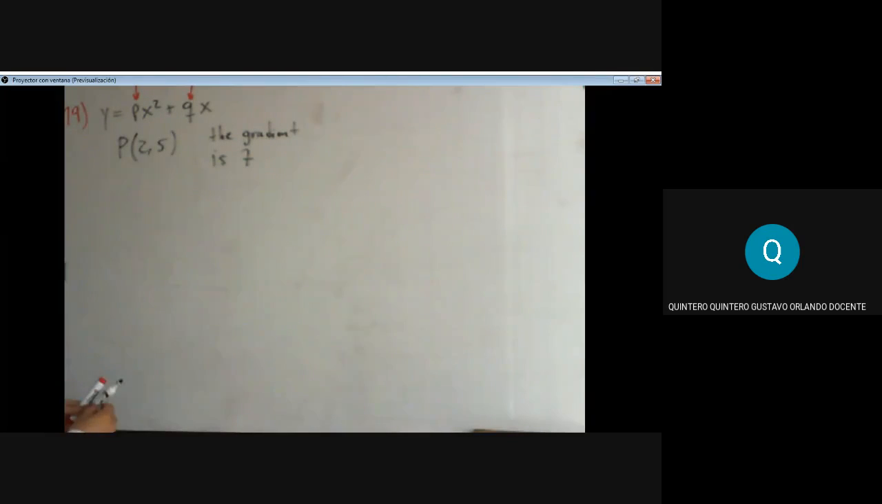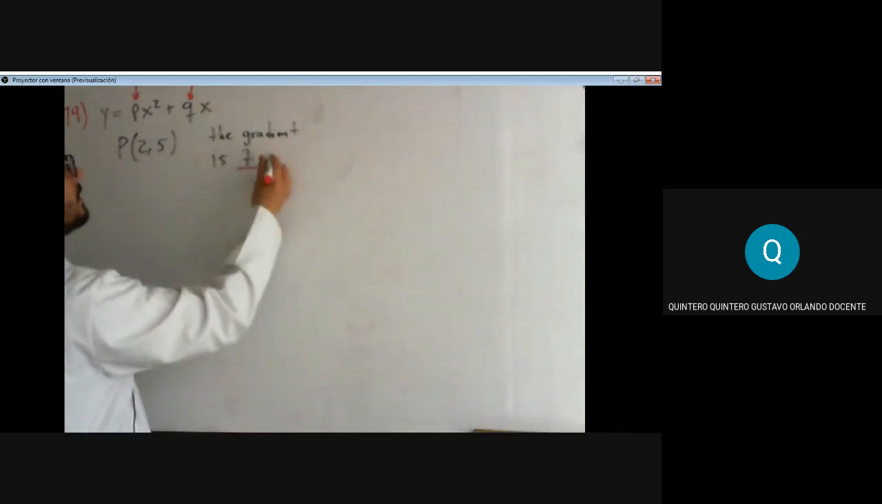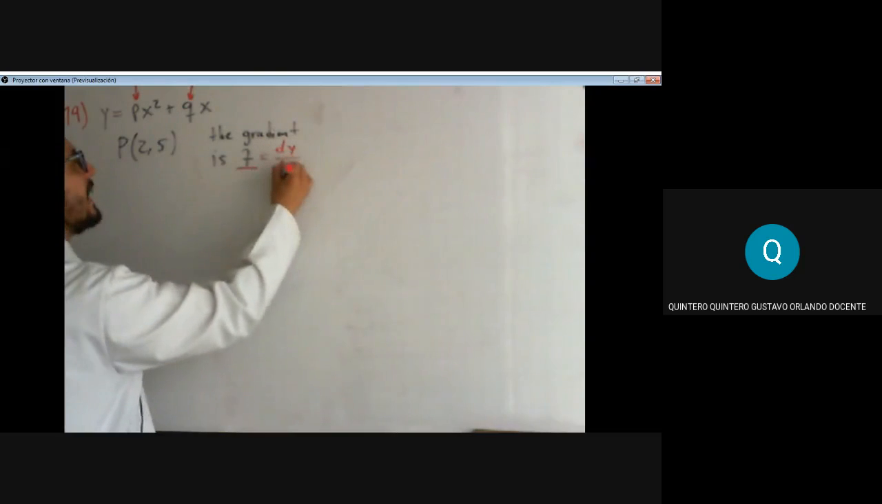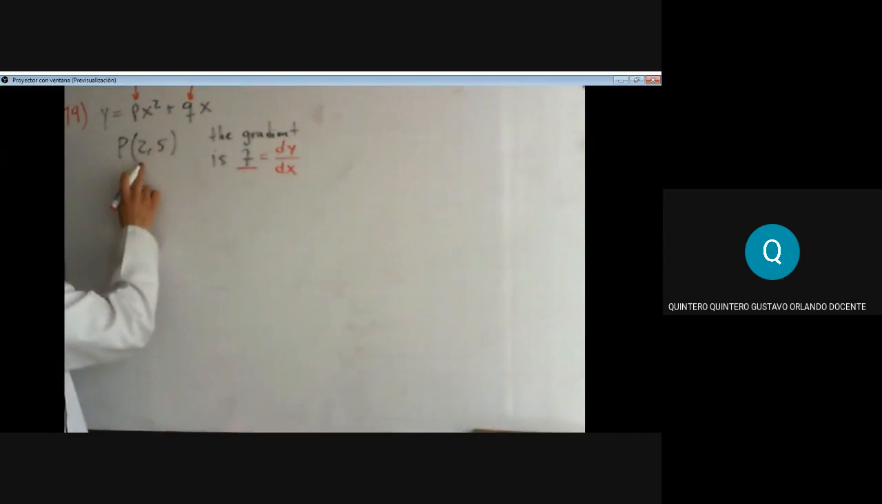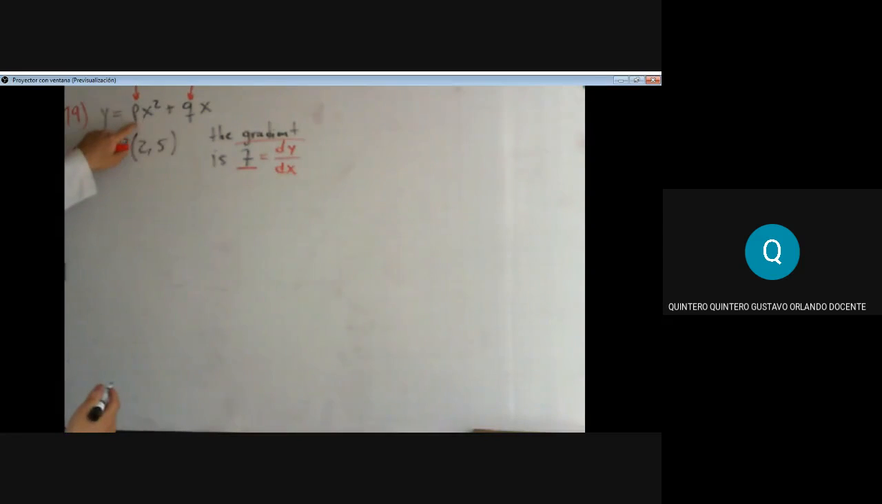All right, how are we going to do this? Absolutely simple. We know the gradient of the function is 7. This is a really valuable piece of information because we know the dy over dx at this point (2, 5) is equal to 7. That is the idea of gradient, right? So if we find the derivative of our function and replace the value of x by 2, the derivative will be 7. But some of you might be thinking, teacher, how are you going to derivate this thing? We don't know the values of P and Q.